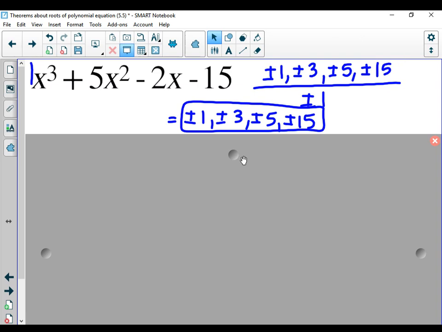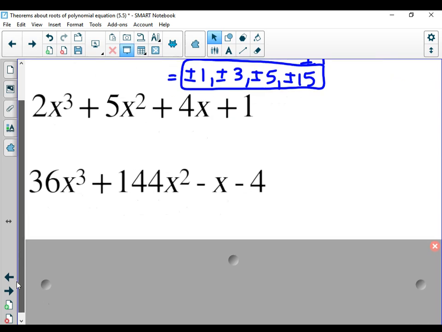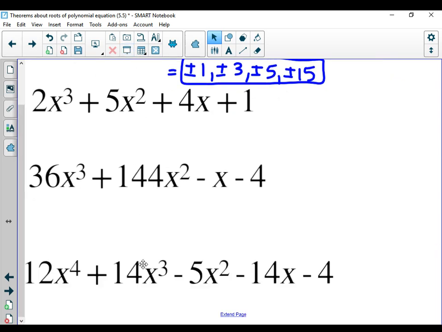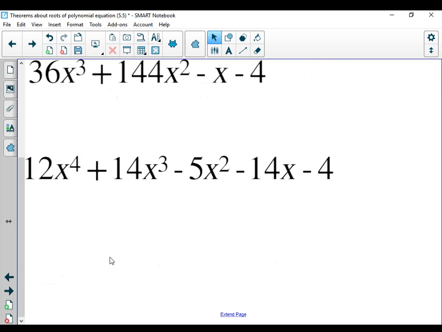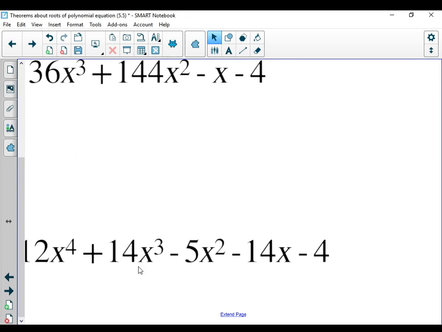So what if I wasn't nice? Let's do that 36 one right there. There we go. All of the factors of the constant over all of the factors of the leading coefficient.